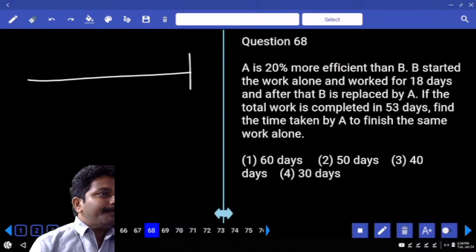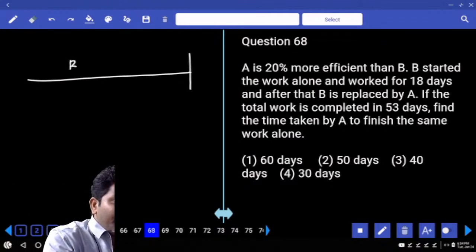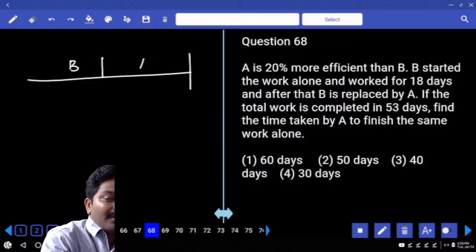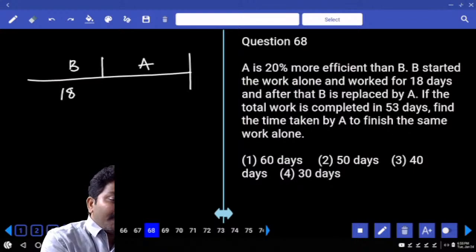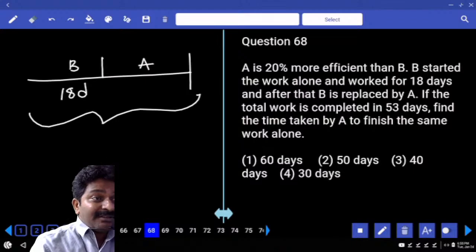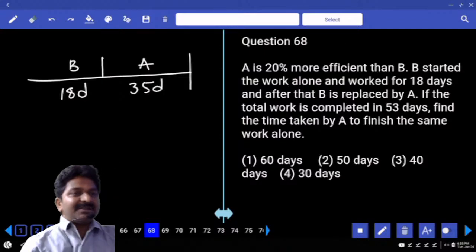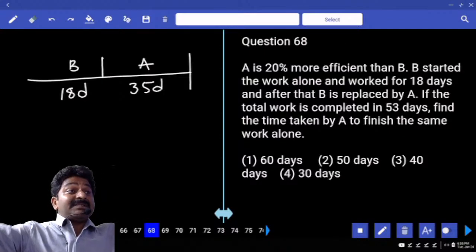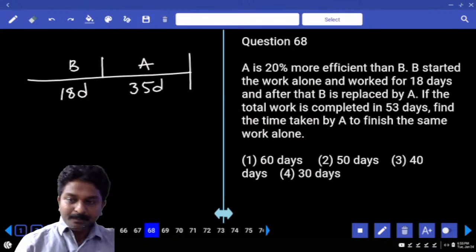What is the total time? 53. So that stretch is 53 days. Who started the work? B. Then only A. B already worked for 18 days. And total time is 53. Then A worked for 35 days. Now the question is, if the total work is done by A, how many days will he take? That's what the question is, correct?